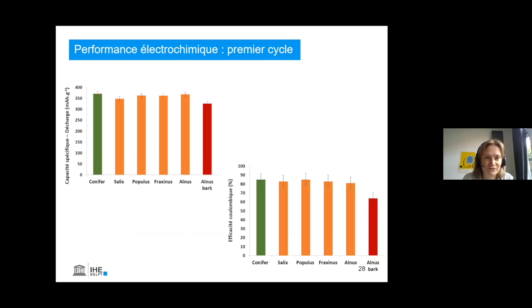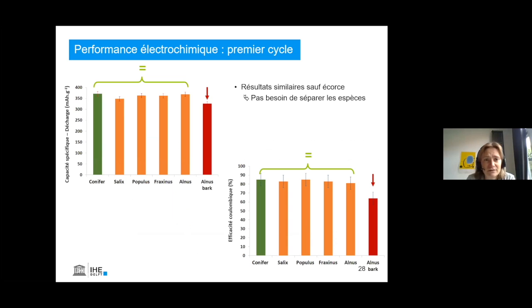To close, well, what are the results that we obtained for the Instream wood? Well, on the top left, we have the specific capacity, which must be as high as possible for the different samples, and the effectiveness. So once again, we're trying to get as close to 100% as possible for the different samples. So what are our findings? First of all, that the results are similar for all species except for the bark. So what we can conclude in terms of the process is that if it works, the big advantage is that we won't need to separate the different wood species.